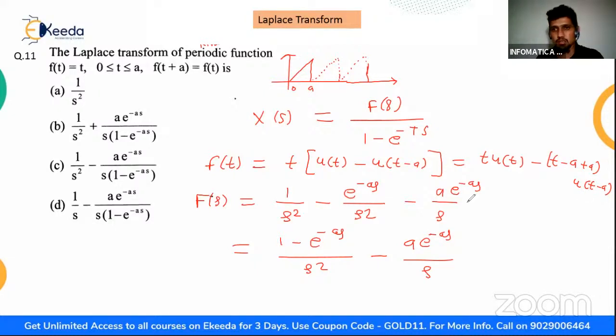This is basically rearrangement, or simplification. I just wrote t as t minus a plus a because I know this is a shifted version of u(t). So this is (t minus a) u(t minus a), and I can directly write e to the power minus as upon s squared. Similarly, a multiplied by u(t minus a) will have Laplace transform a upon s, since u(t) has 1 upon s, and the shifting is there, t minus a.